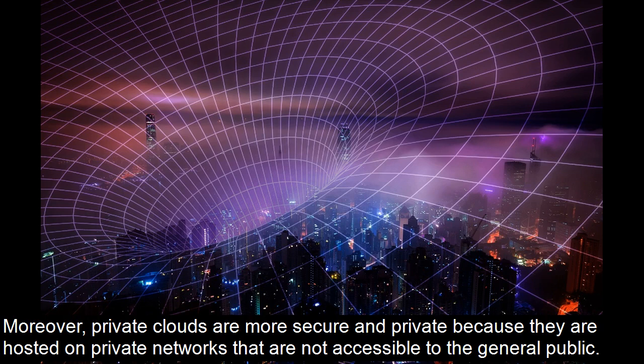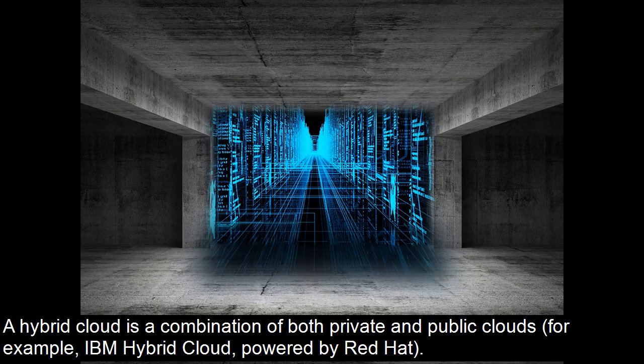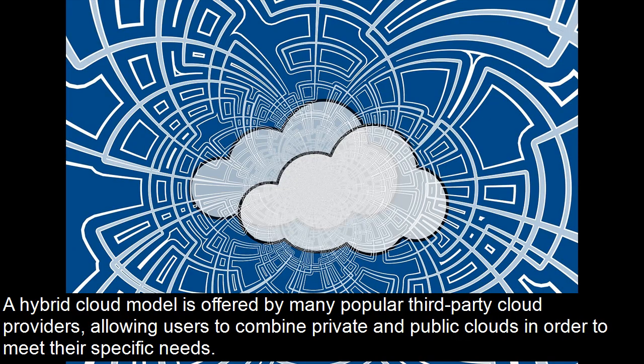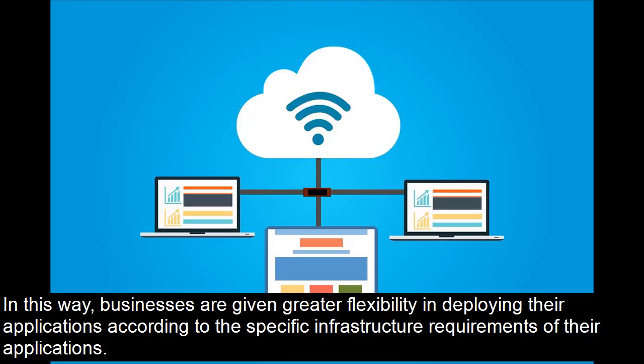A hybrid cloud is a combination of both private and public clouds, for example, IBM Hybrid Cloud, powered by Red Hat. Secure private clouds can be used to host sensitive services and applications, while public clouds can be used to host publicly accessible web servers and customer-facing endpoints. A hybrid cloud model is offered by many popular third-party cloud providers, allowing users to combine private and public clouds in order to meet their specific needs. In this way, businesses are given greater flexibility in deploying their applications according to the specific infrastructure requirements of their applications.